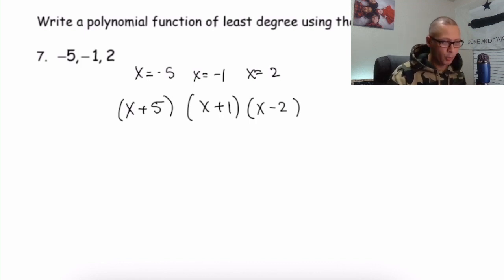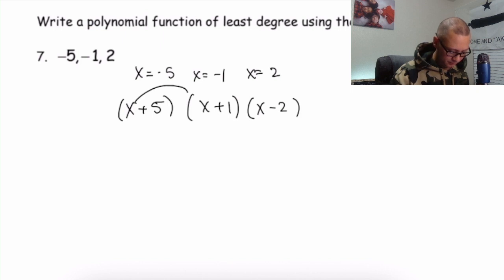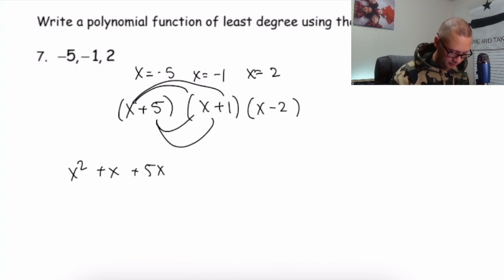Okay, now we just FOIL everything out. I'm going to do 2 at a time. So x squared plus x plus 5x plus 5. Combine like terms.